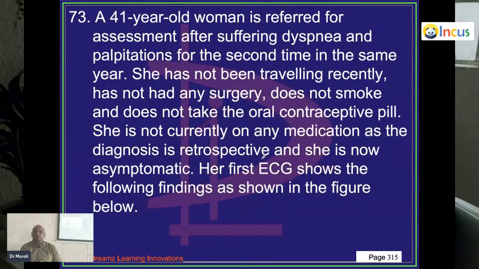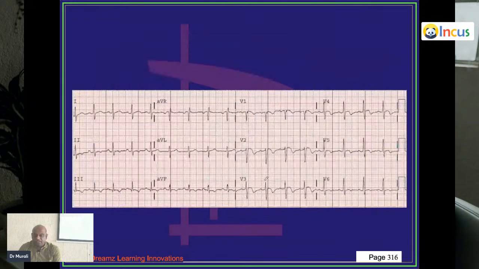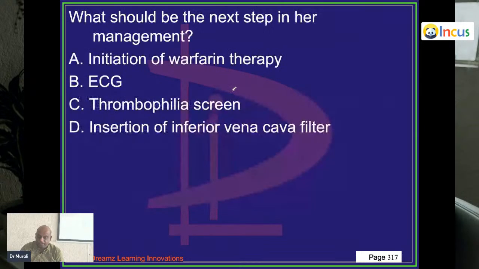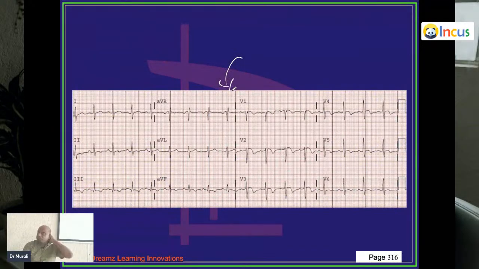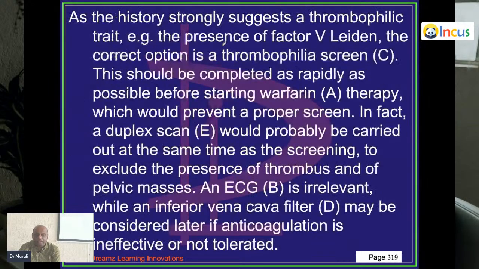Now, a 41-year-old, dyspnea, palpitations for the second time. The ECG is showing this finding. What is the next step in management? Once more, this is an ECG of what? S1, Q3, and T3. So you need to do thrombophilic evaluation.